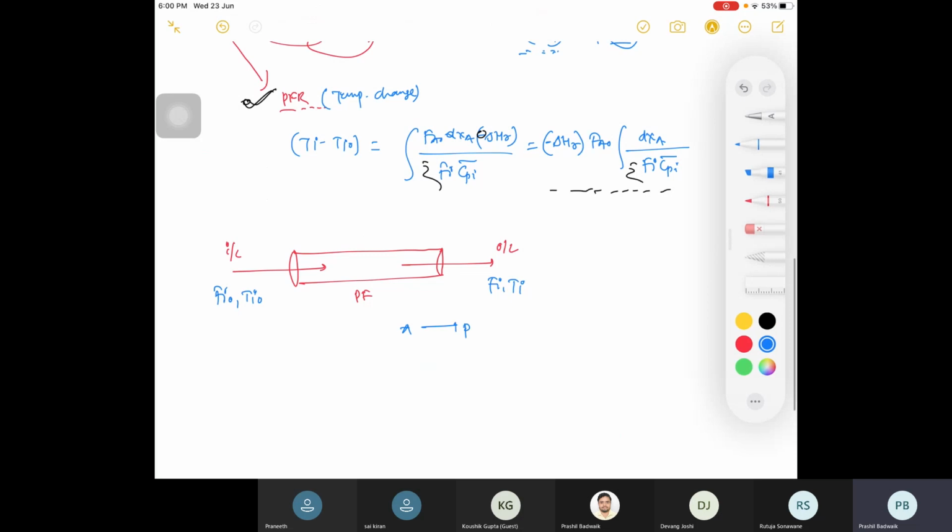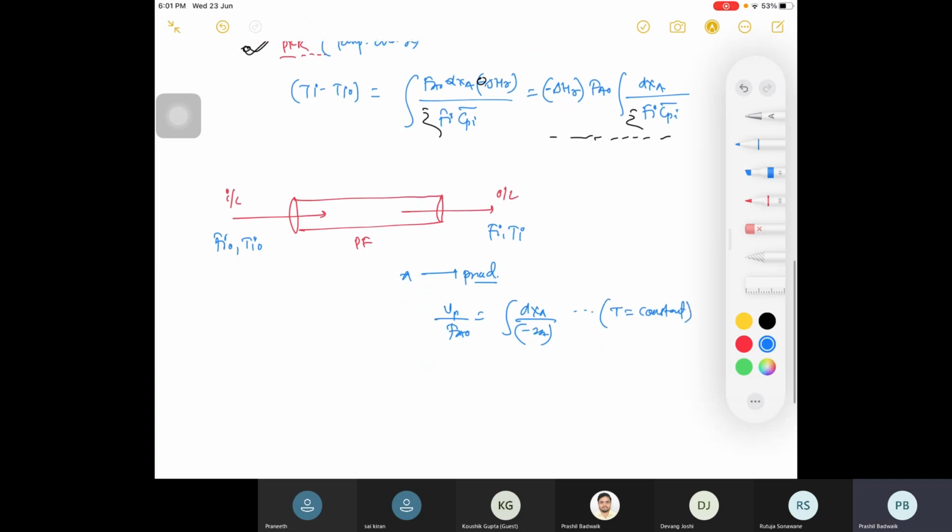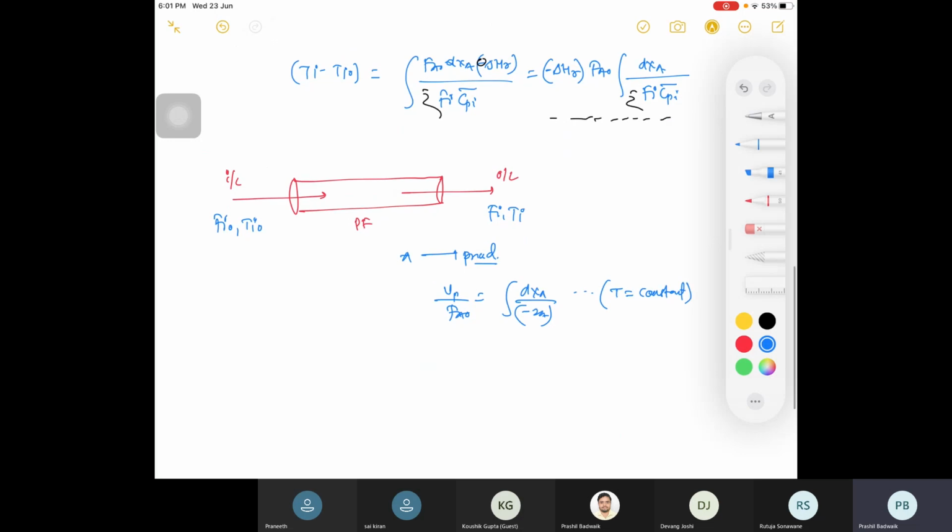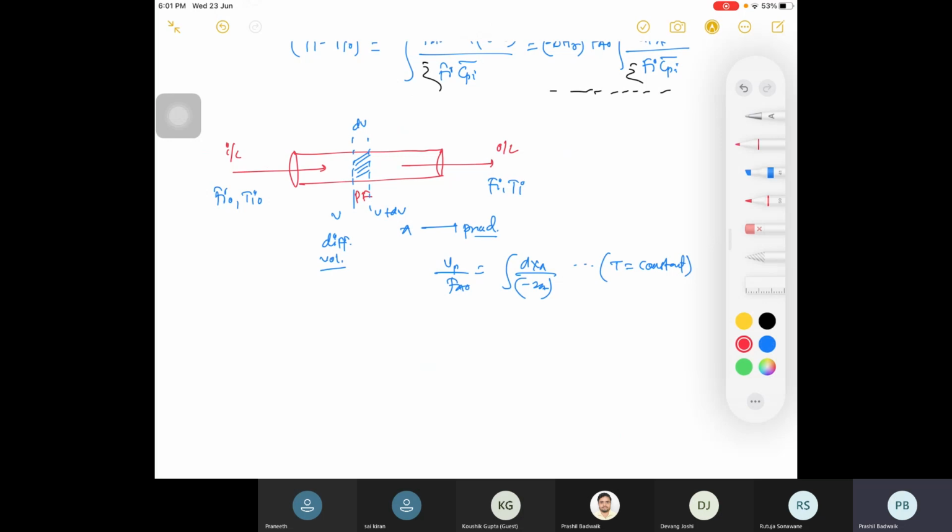We are having the reaction A gives product. And what is Vp divided by Fa naught? That is the integration of dXa divided by minus Ra in case of constant temperature. Design equation was this. Now in this case, we'll take a small strip because you know concentration is changing. So we'll take one differential volume, whose volume is dV, right? Here it is V, here it is V plus delta V. We'll balance around it and then we'll integrate. This is the basic idea.